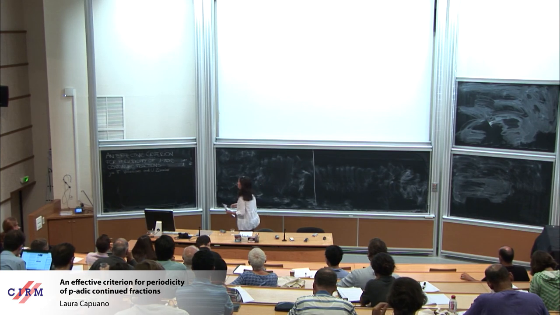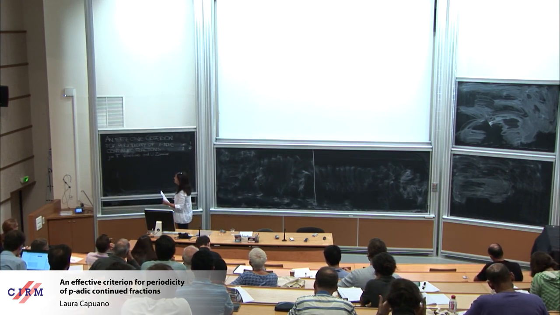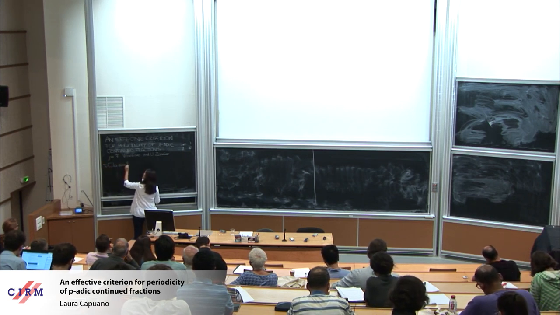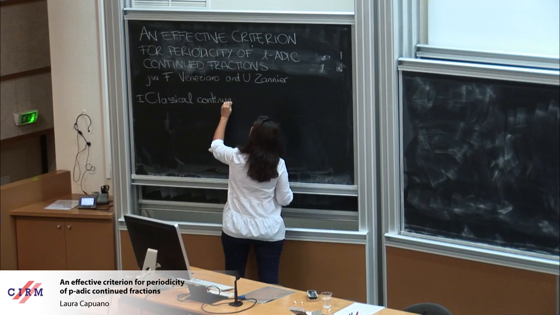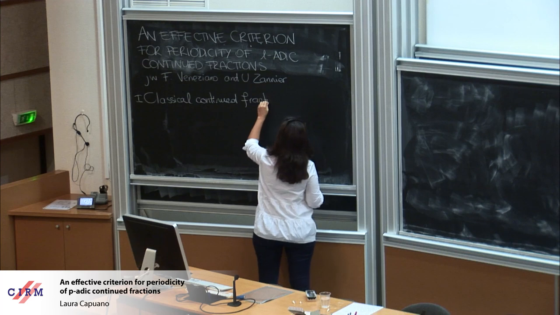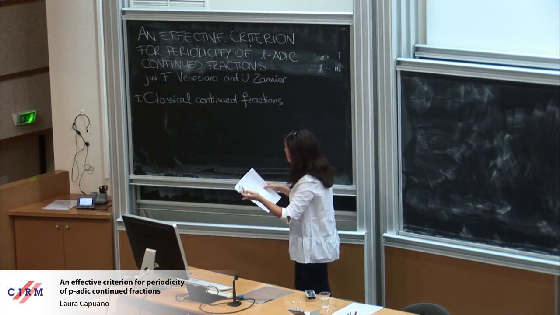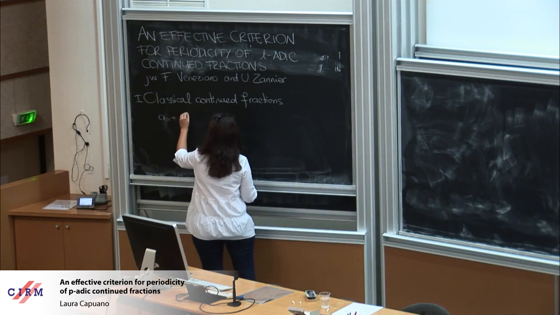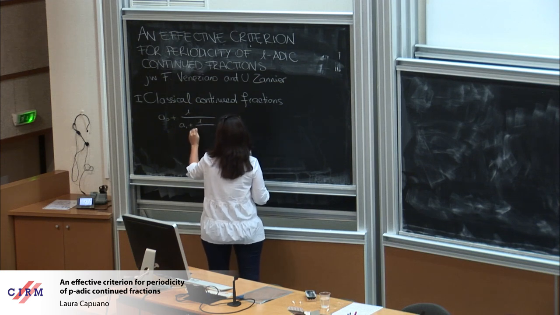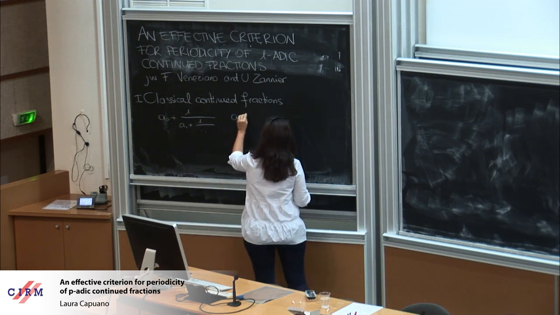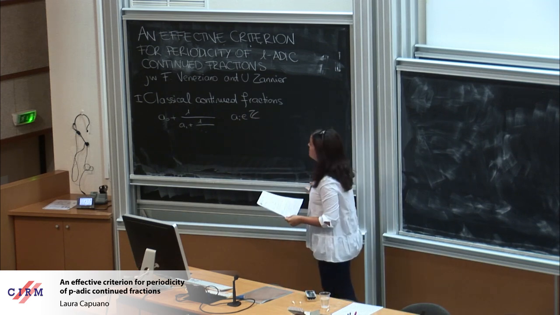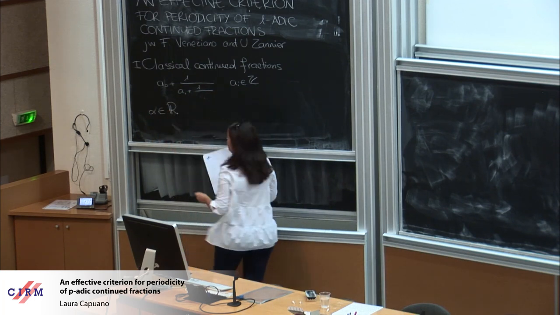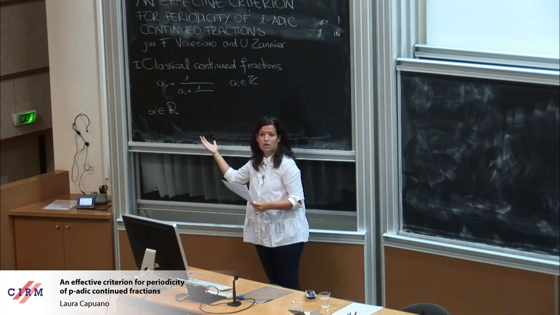So, just as a warm up, I will recall the classical case. As you all know, when you take real numbers, the continued fraction is always an expression of the form a0 plus 1 over a1 plus 1 over etc., where the ai are integers. And if you start from a real number alpha, how do you compute the expansion in a continued fraction?